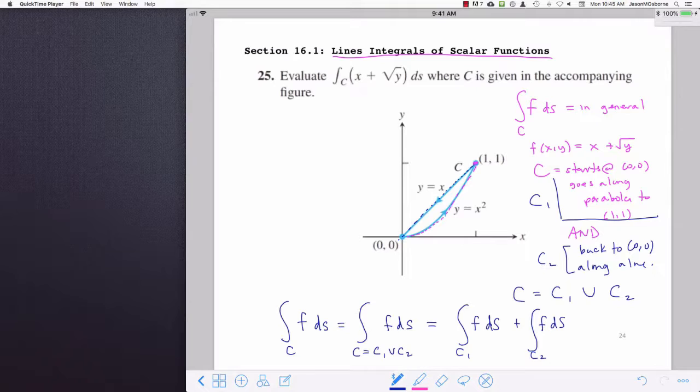Remember our function is x plus the square root of y. We'll do this as the first integral, and then the second integral we'll do. So let's go ahead and work this problem out on the next page.